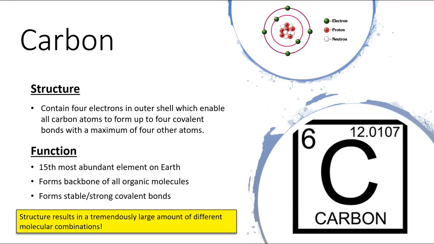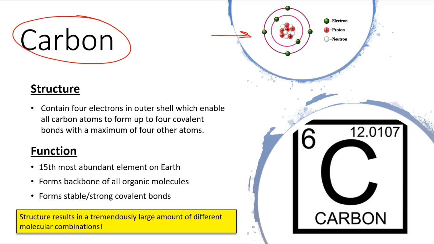So, what does it mean to be organic? In order for something to be organic, it has to contain carbon, hydrogen, and oxygen. Why is carbon such an important atom? It has to do with the structure of that particular atom.